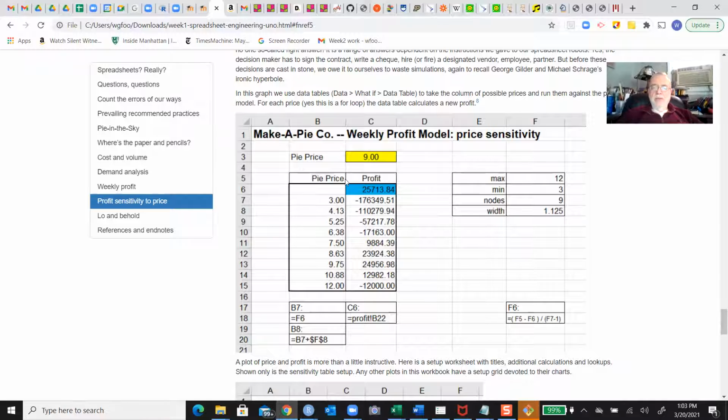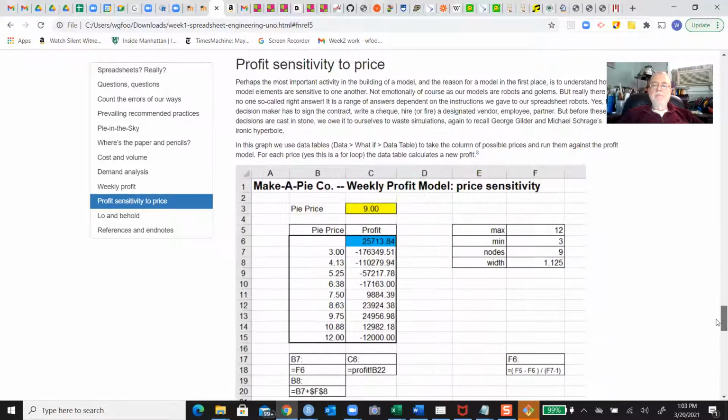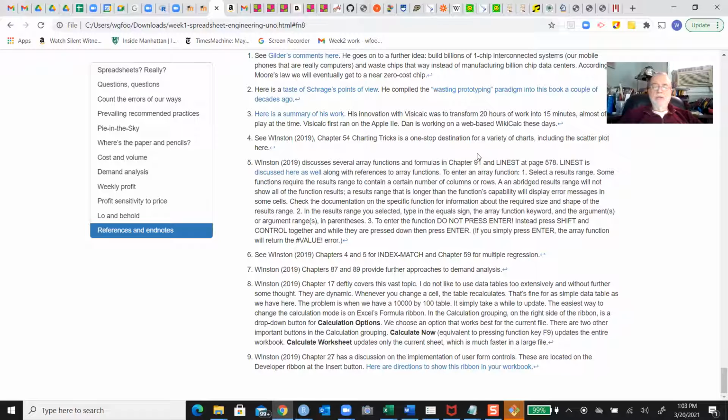And then we do something called a data table. Oh, very complicated. Okay, the what-if data table. And of course, there's a reference. I call it a vast topic, chapter 17. You should be immediately going to that and trying it out.